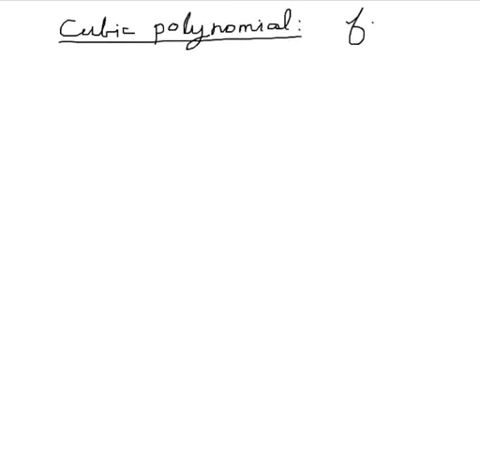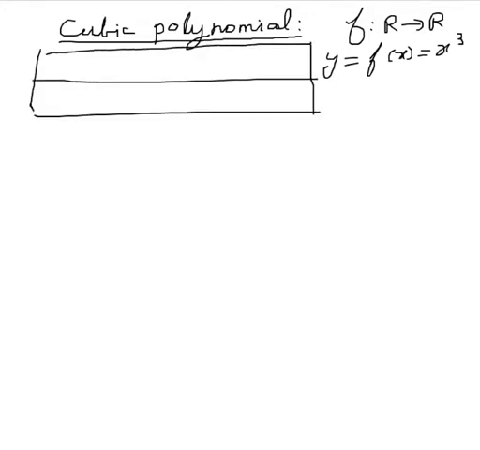Okay, let us learn about one more polynomial, a cubic polynomial. We will take f from R to R, and a very simple cubic polynomial, which is y is equal to x cube. If x is 0, y is 0. If x is 1, y is 1 cube. Minus 1 cube is minus 1. 2 cube is 8. Minus 2 cube is minus 8.